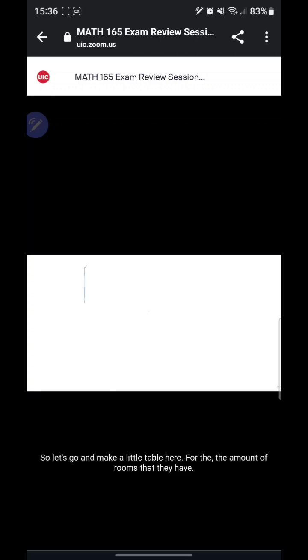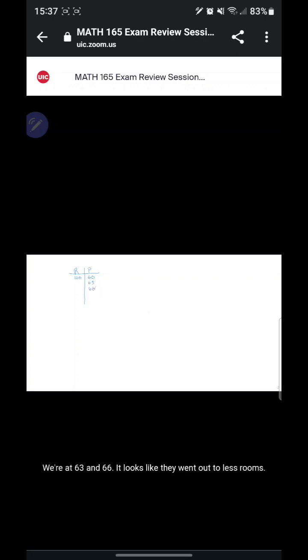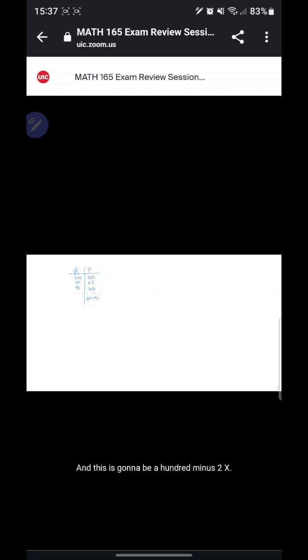So let's go ahead and make a little table here for the number of rooms they have and the price of the room. So the rooms and then the price. It says that at 100 rooms, the price is $60 per night per room. And then every $3 increase in price, so we'll write a couple of $3 increases: we're at 63 and 66. It looks like they rent out 2 fewer rooms, so 98 and 96. We can make a general formula for both of these: this is going to be 60 plus 3x, and this is going to be 100 minus 2x.